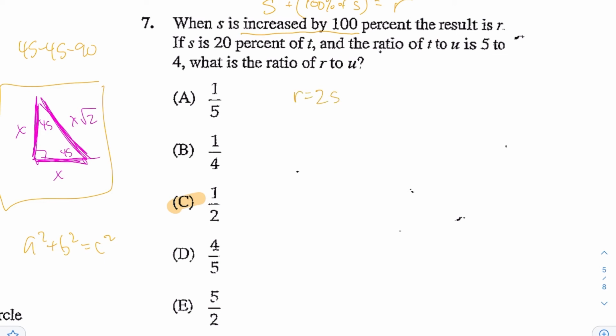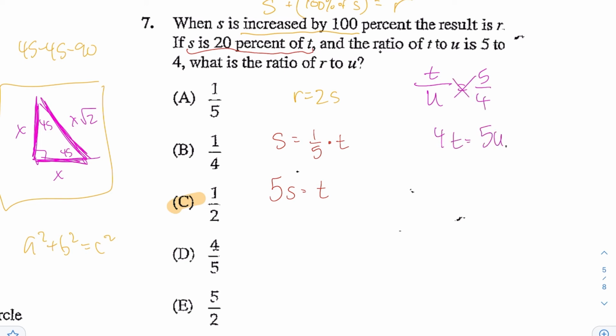Now, S is 20% of T as well. So that's the next equation. So S is 20%, or 1/5 of T. So if you multiply both sides by 5, you know that 5S is equal to T. So T is equal to 5 times S. Now the ratio of T to U, and ratio means divide, so T over U is equal to 5 over 4. Cross multiply that, you get 4T is equal to 5U.